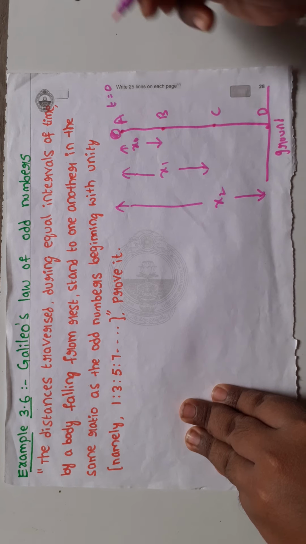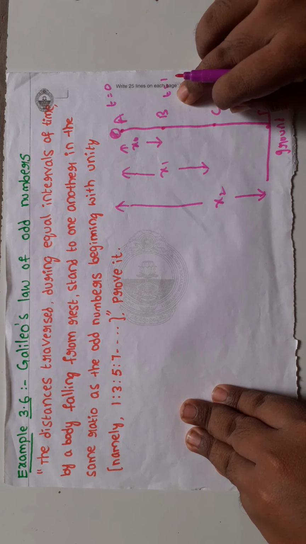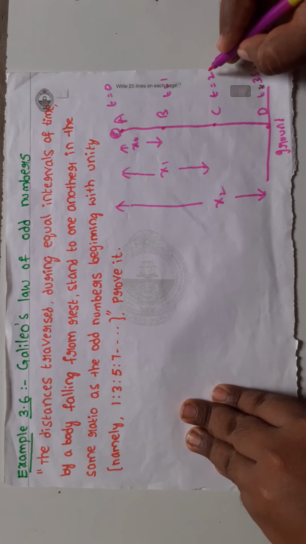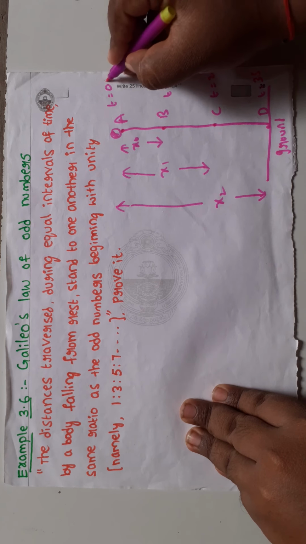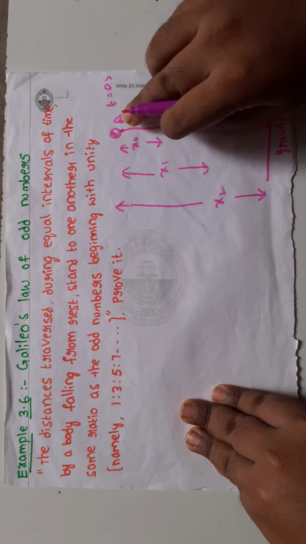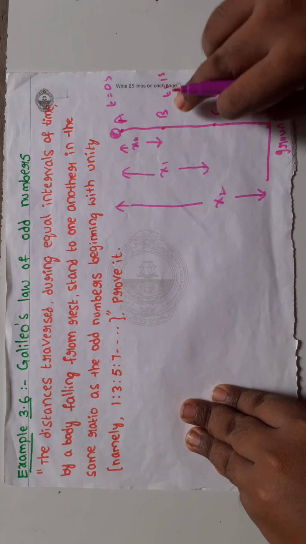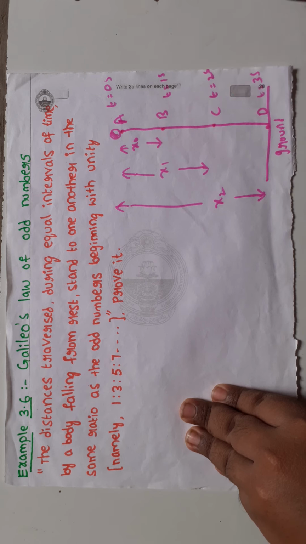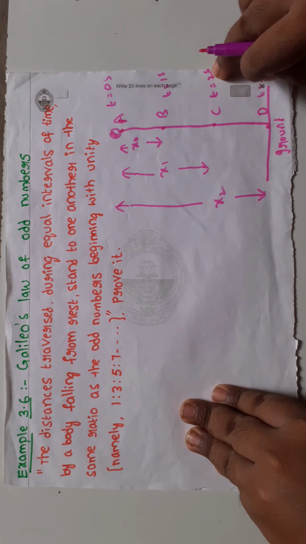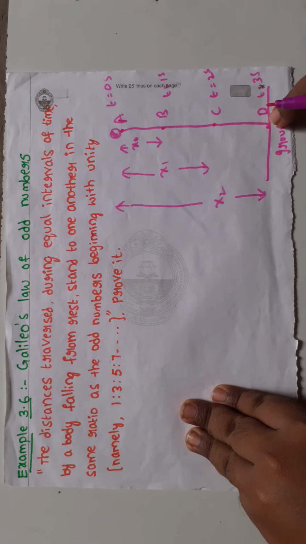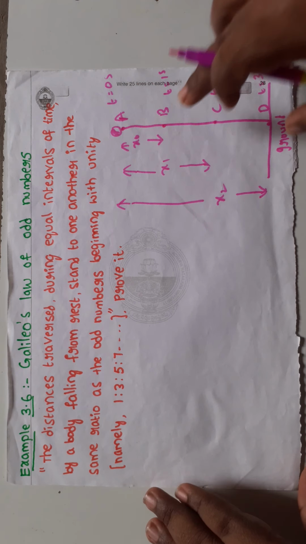At time t equal to 0, at time t equal to 1 second, at time t equal to 2 seconds, at time t equal to 3 seconds. At time t equal to 0 seconds, the object is located at point A. At time t equal to 1 second, the object is located at point B. At time t equal to 2 seconds, the object is located at point C. At time t equal to 3 seconds, the body is located at point D, the ground. This is free fall motion.